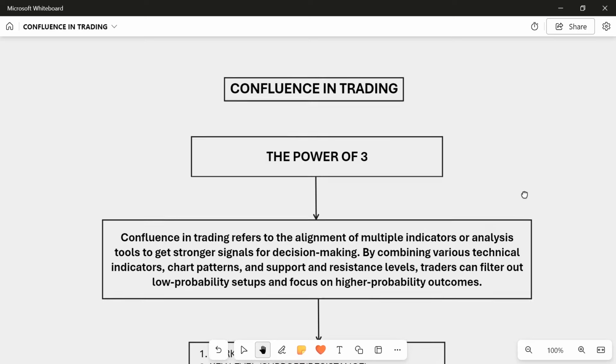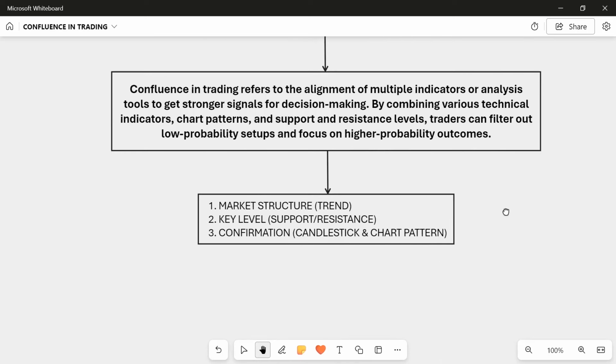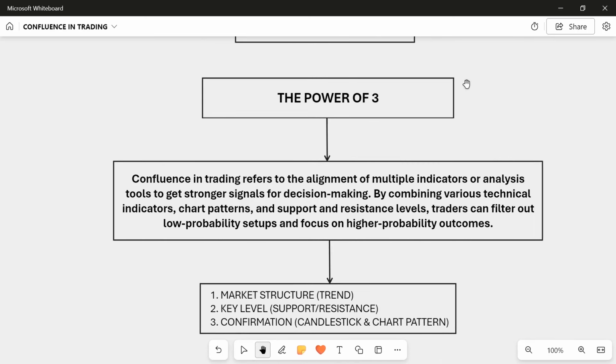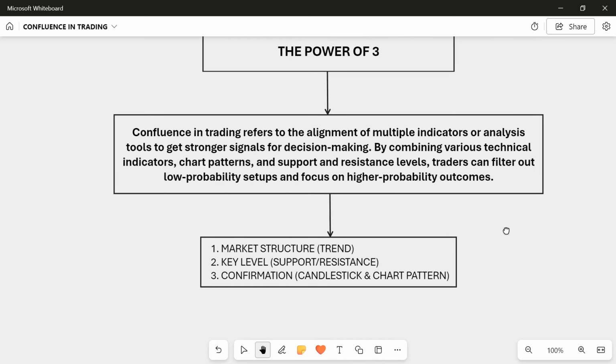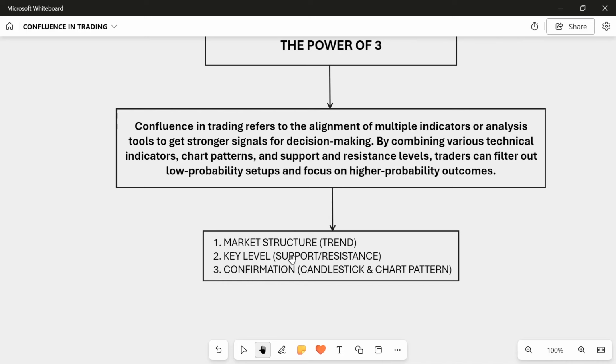So you want to hold on and stay back. For this particular video, like I said, we'll be talking about the power of three. The power of three that we'll be talking about is, first of all, market structure.